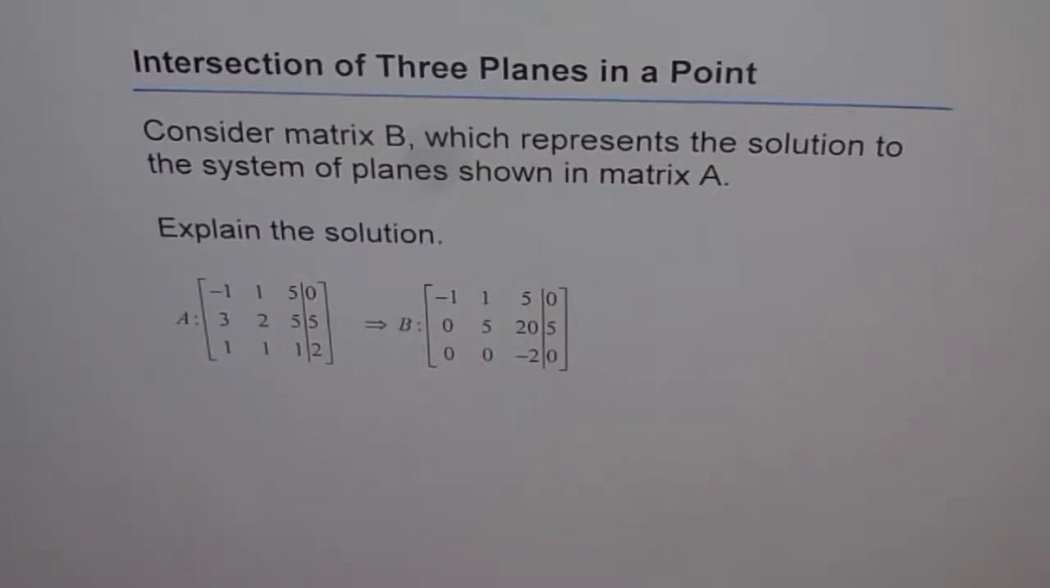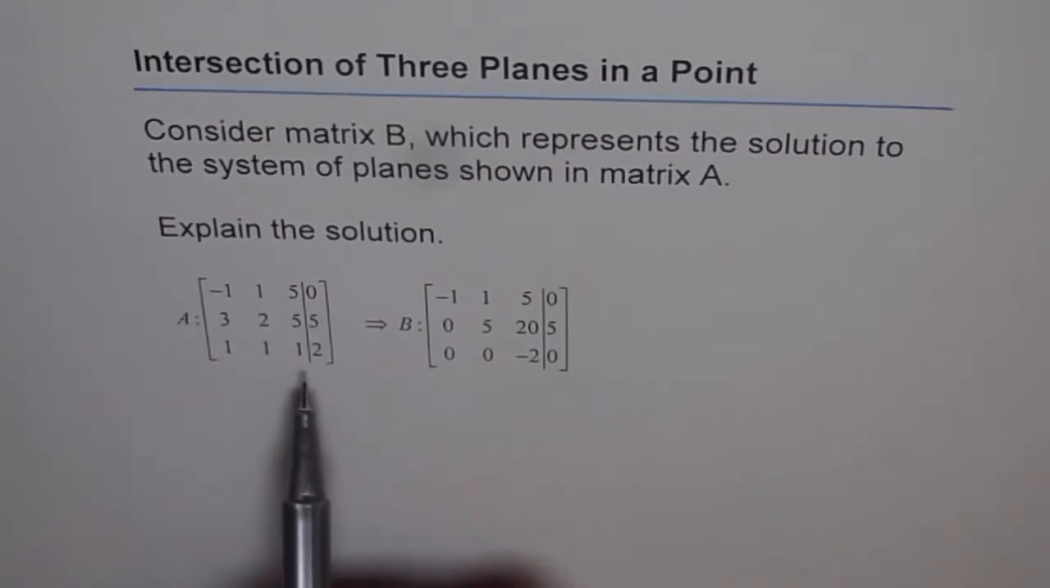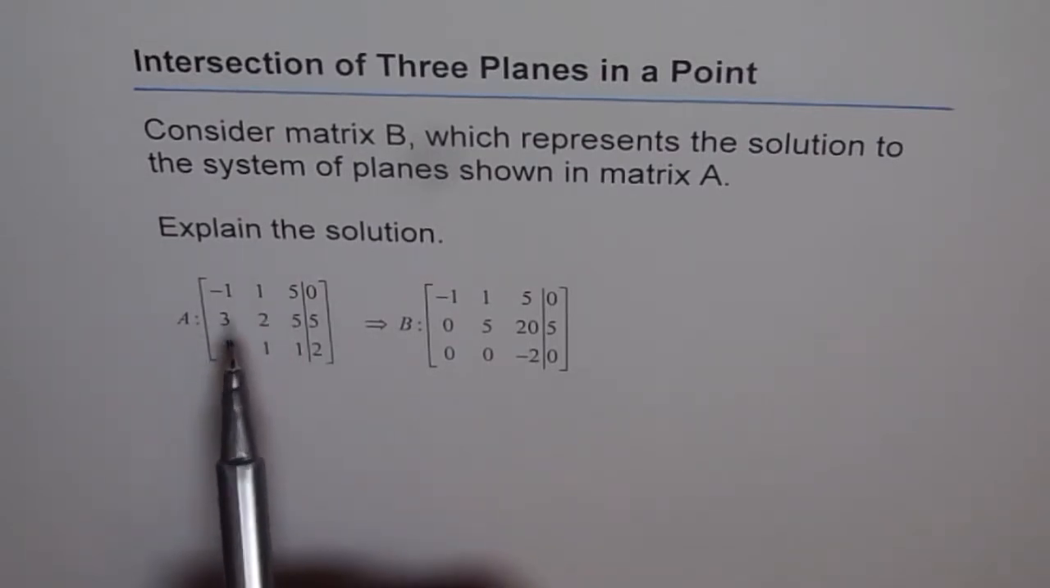Intersection of three planes in a point. Consider the matrix B, which represents the solution to the system of planes shown in matrix A. Explain the solution. So basically, this matrix represents a system of planes.